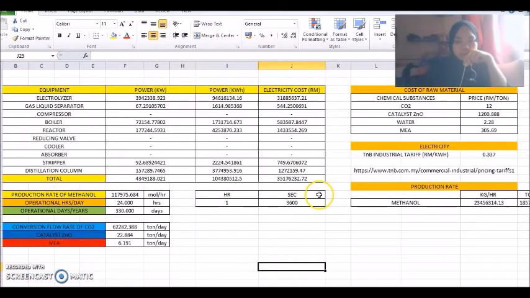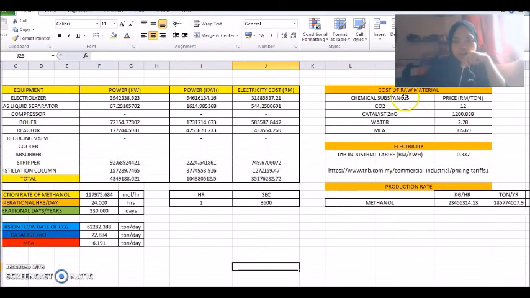Okay, for the equipment part, we can see the cost of raw material. For carbon dioxide, the price is RM12 per ton. For the catalyst oxide, the price is 1,200 RM per ton. For the price of water, we got 2.28 RM per ton. And for the MEA solvent, we got around 300 RM per ton. This we got from the Alibaba website. And for the electricity, the TNB industrial tariff, we got this from the TNB website, and this is the reference. We got 0.337 RM per kilowatt hour.